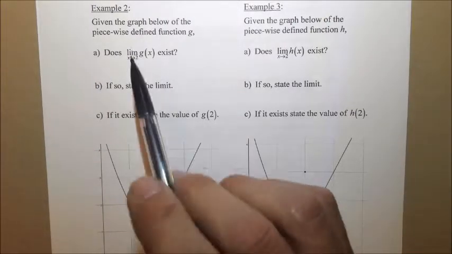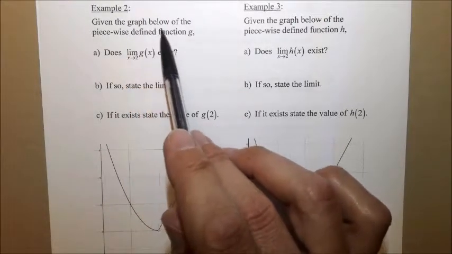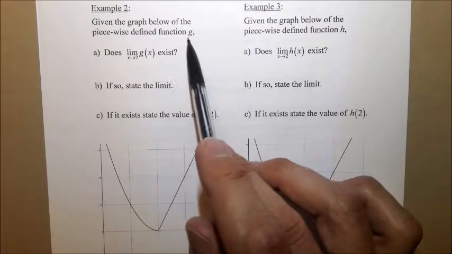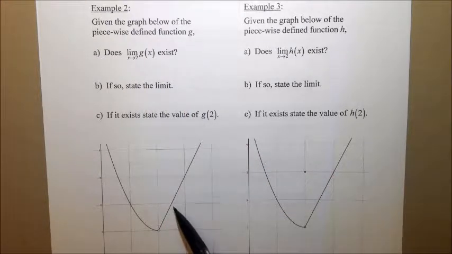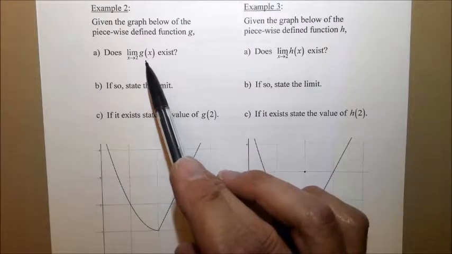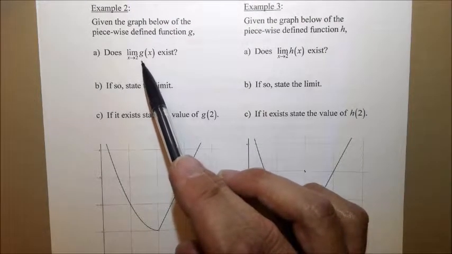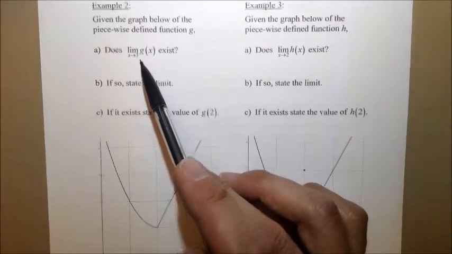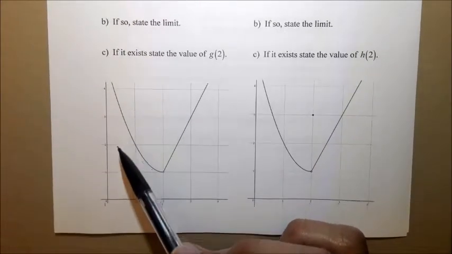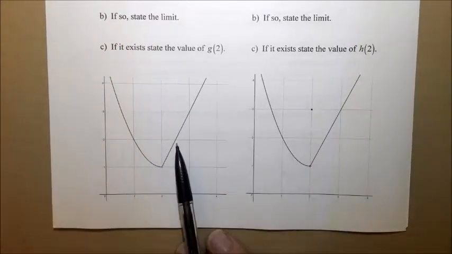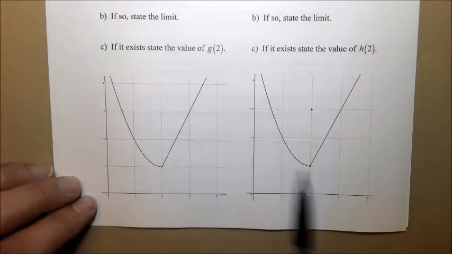Okay, looking at example 2 here, we have the graph of a piecewise defined function g below, right down here, and we're first asked, does the limit as x approaches 2 of g exist? Move this up a touch. Okay, well let's take a look at this graph and let's kind of work what we were doing before.